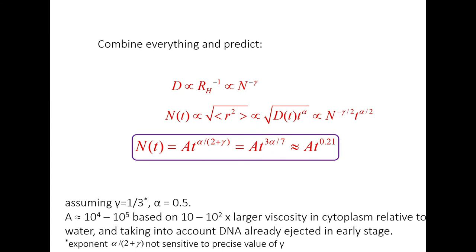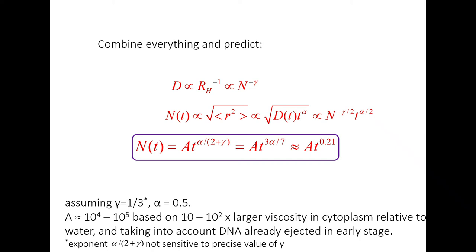So then you combine everything, you get an expression for the diffusion coefficient, which depends on the hydrodynamic radius, which depends on the number of ejected base pairs. The number of ejected base pairs itself depends on the mean square displacement, which depends on the diffusion coefficient and time. The diffusion coefficient itself depends on n, and you solve for the number of ejected base pairs.